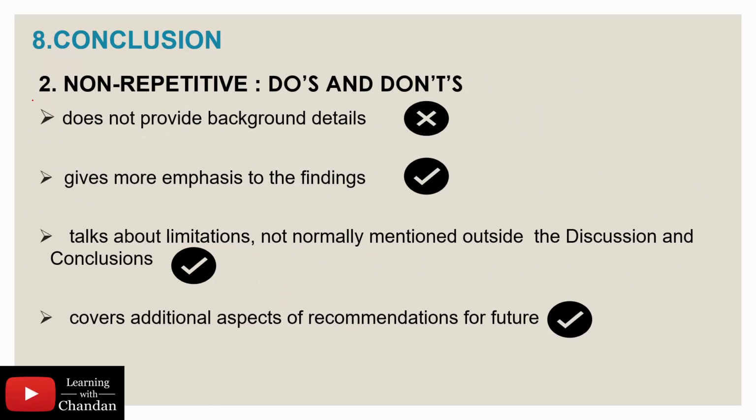The next point to check while proofreading is the element of non-repetitiveness. Why? Because the key skill in conclusion writing is not to repeat exactly the same phrases and information which you have already mentioned in your abstract and introduction. Rather, it should give clear emphasis on the findings, convey limitations not even mentioned in the discussion, and cover additional aspects of recommendations for authors in the related fields or for the community as a whole and for key policymakers.